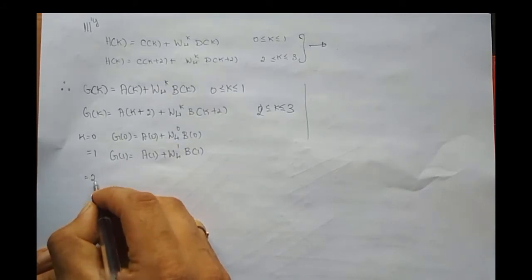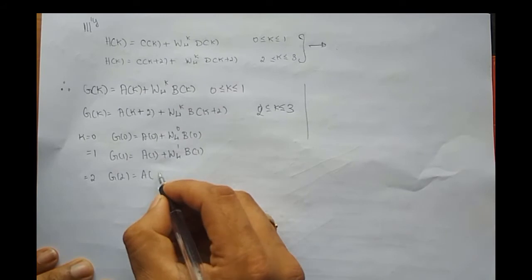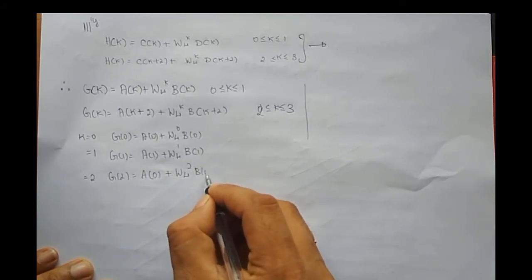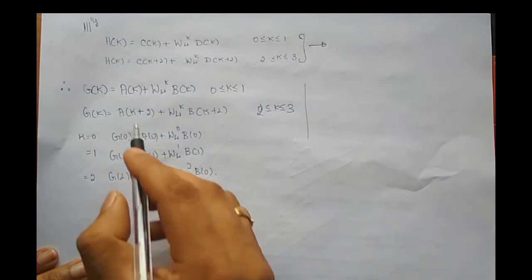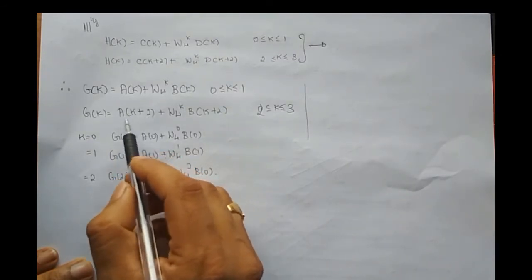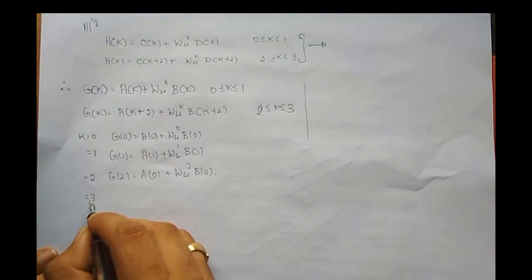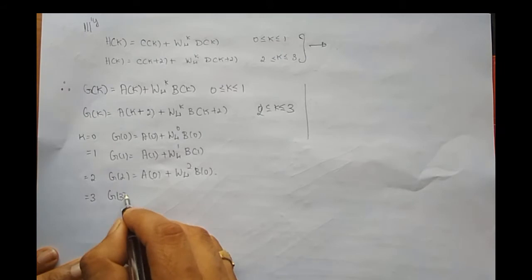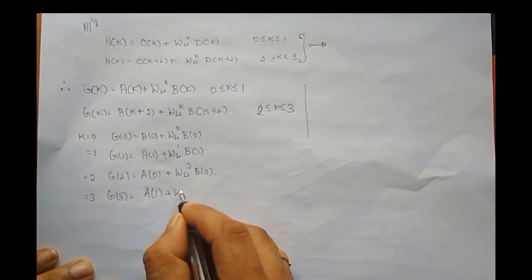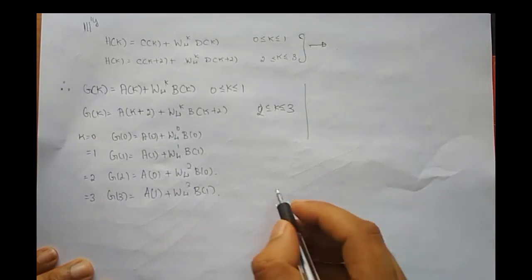And for k equal to 2, I have G of 2 is equal to A of 0 plus W4 power 2 into B of 0. Why did I write 0? Because since it's a 2-point DFT, it is repeating for every 2, the fundamental period. And for k equal to 3, I have G of 3 is equal to A of 1 plus W4 power 3 into B of 1.